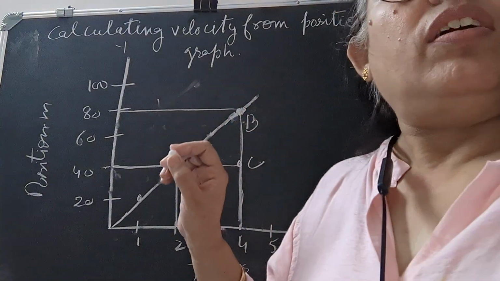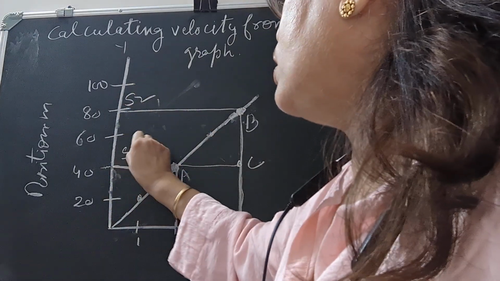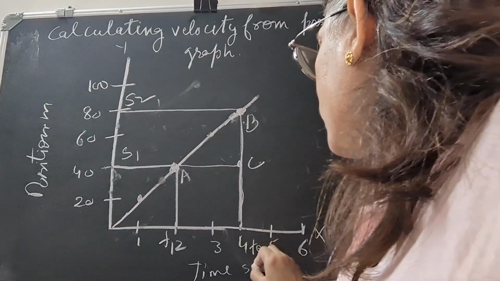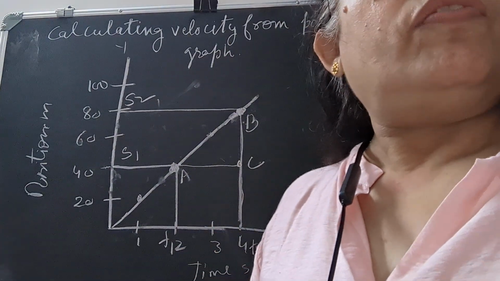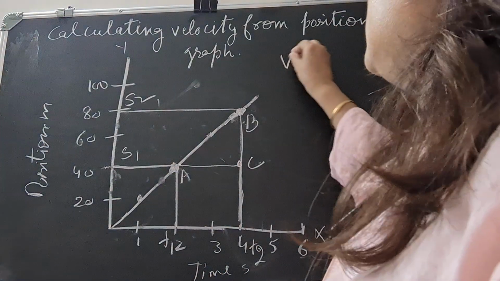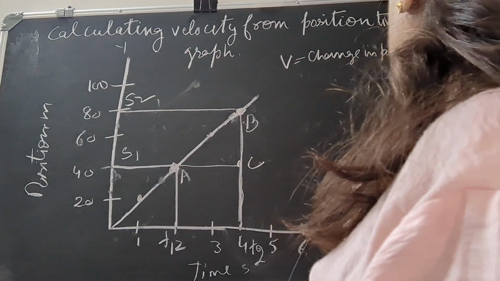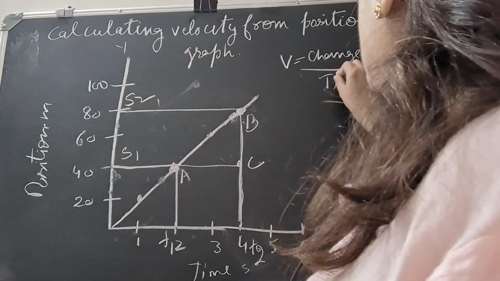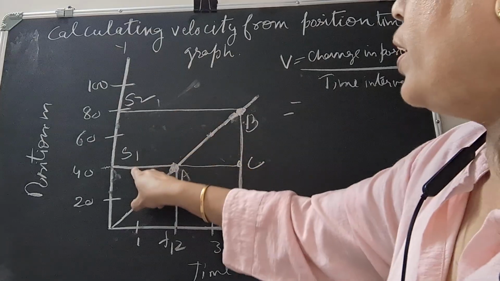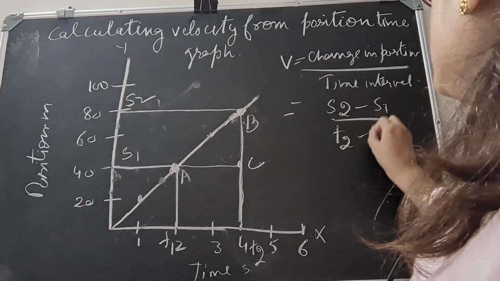Now this is our position S2, this is our position S1, this is our time T1 and this is our time T2. Now as per the equation, let's calculate the velocity. Velocity is change in position upon time interval. The change in position is S2 minus S1, over T2 minus T1.